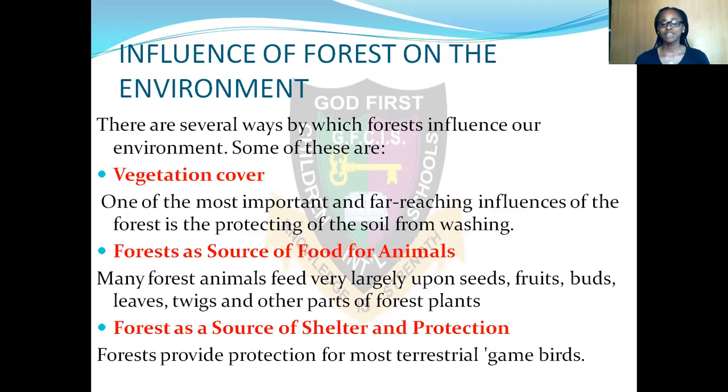Three, they serve as shelter and protection. Some animals live in the forest as their shelter, their home. You cannot find them anywhere else apart from the forest. So forests serve as shelter to game animals, to terrestrial animals. For example, in the reserve centers, the forest serves as their home.